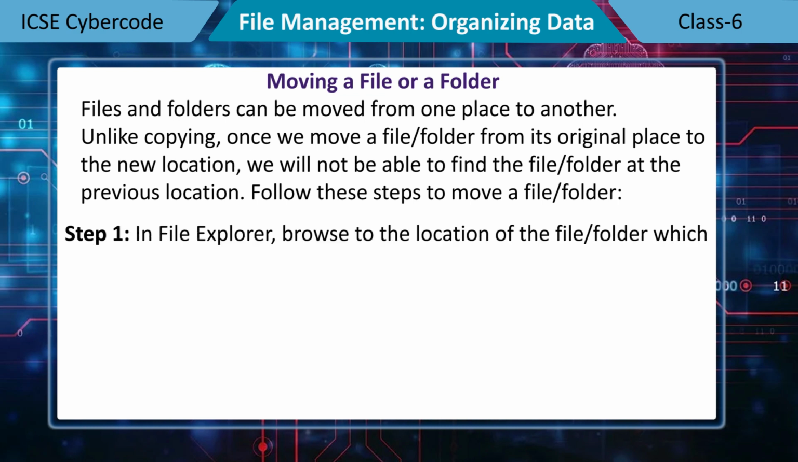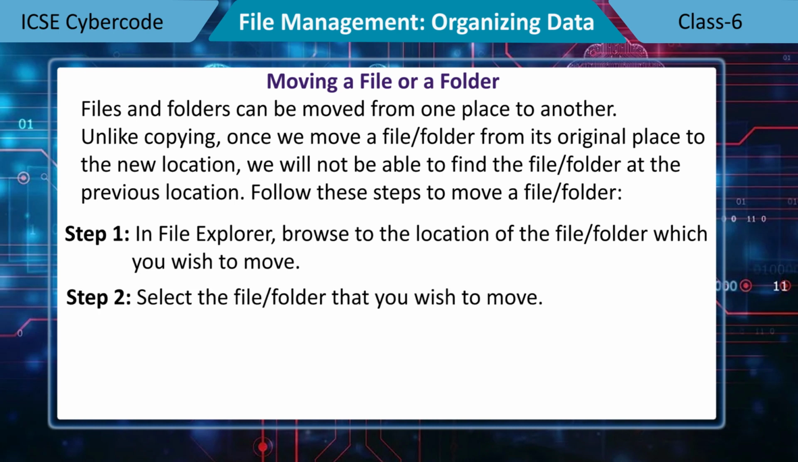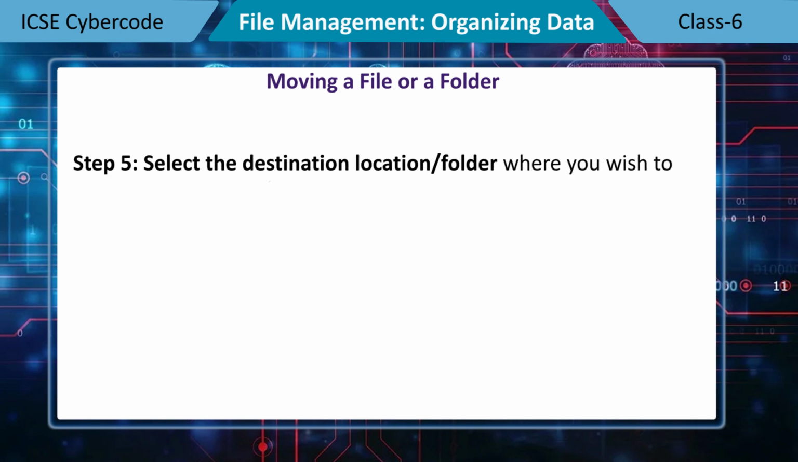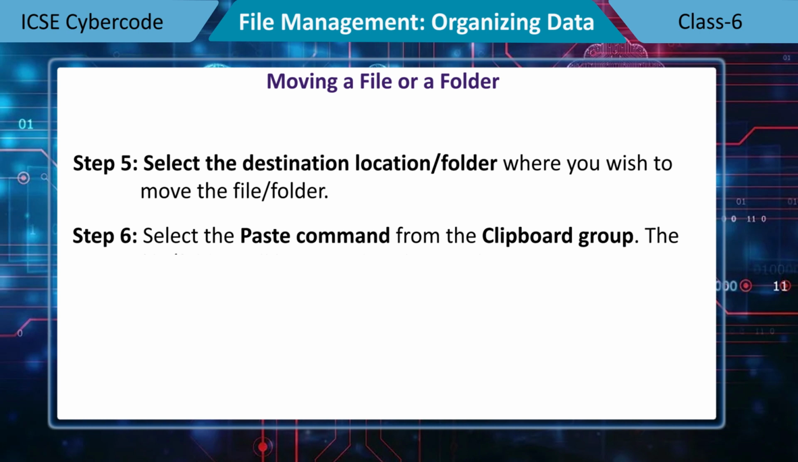Step 1. In File Explorer, browse to the location of the file or folder which you wish to move. Step 2. Select the file or folder that you wish to move. Step 3. Click on the Home tab. Step 4. Select the Cut command from the Clipboard group. Step 5. Select the destination folder where you wish to move the file or folder. Step 6. Select the Paste command from the Clipboard group. The file or folder will be moved to the new location.